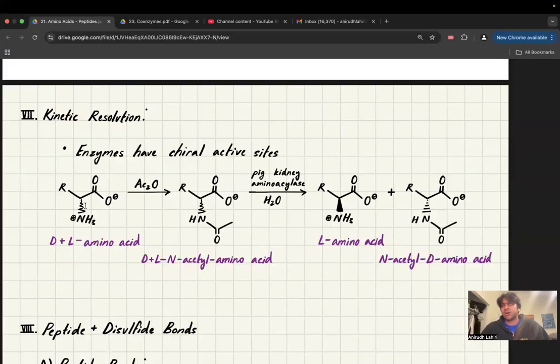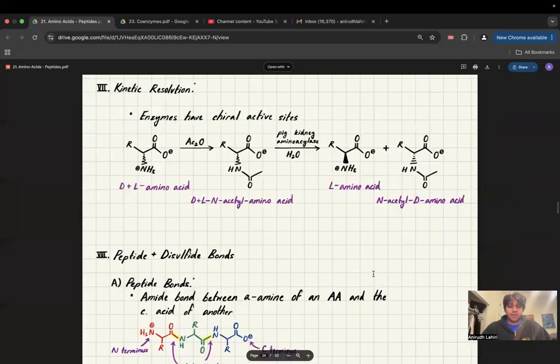You can use something called chiral columns, and there are techniques, but using an enzyme is just much better. This is called kinetic resolution. This is a way to take a mix of D and L amino acids and just get L amino acids, or if you wanted, get D amino acids, and then there's probably specific chemistry that's used to remove a D amino acid from here.